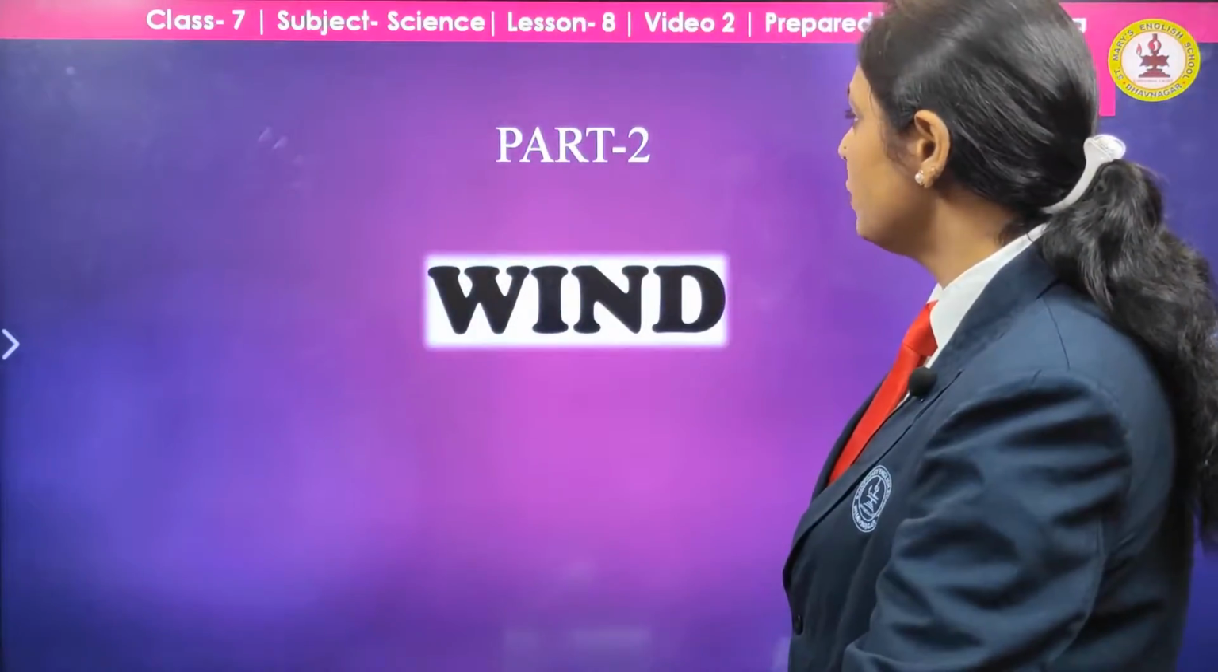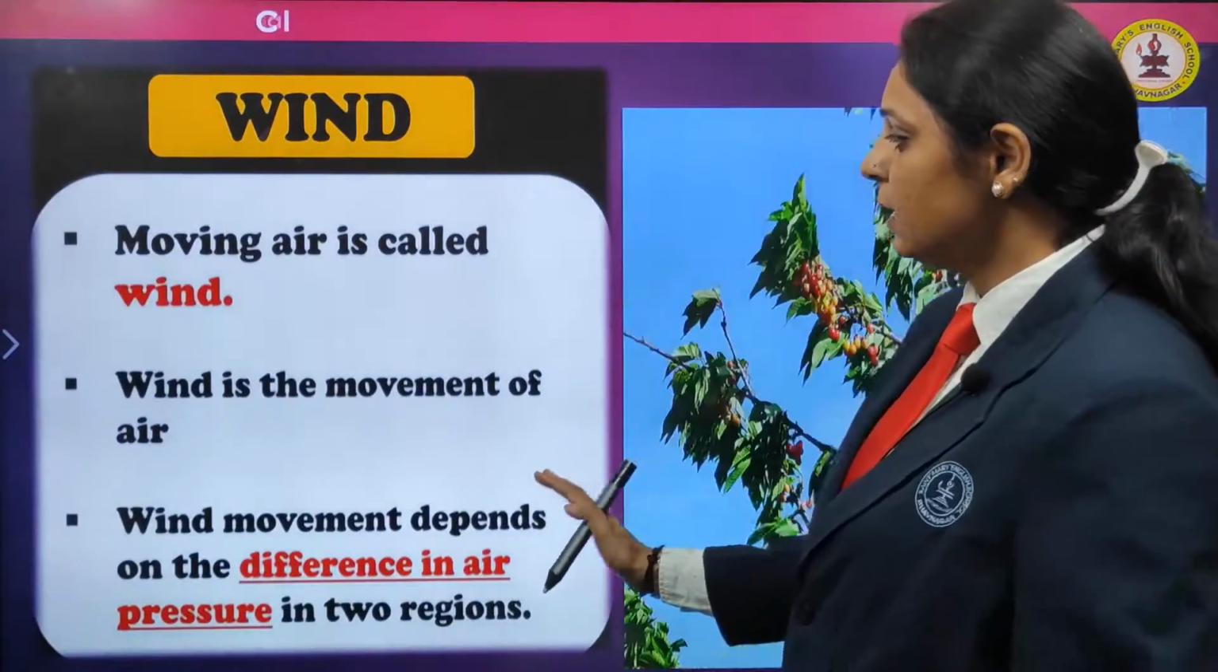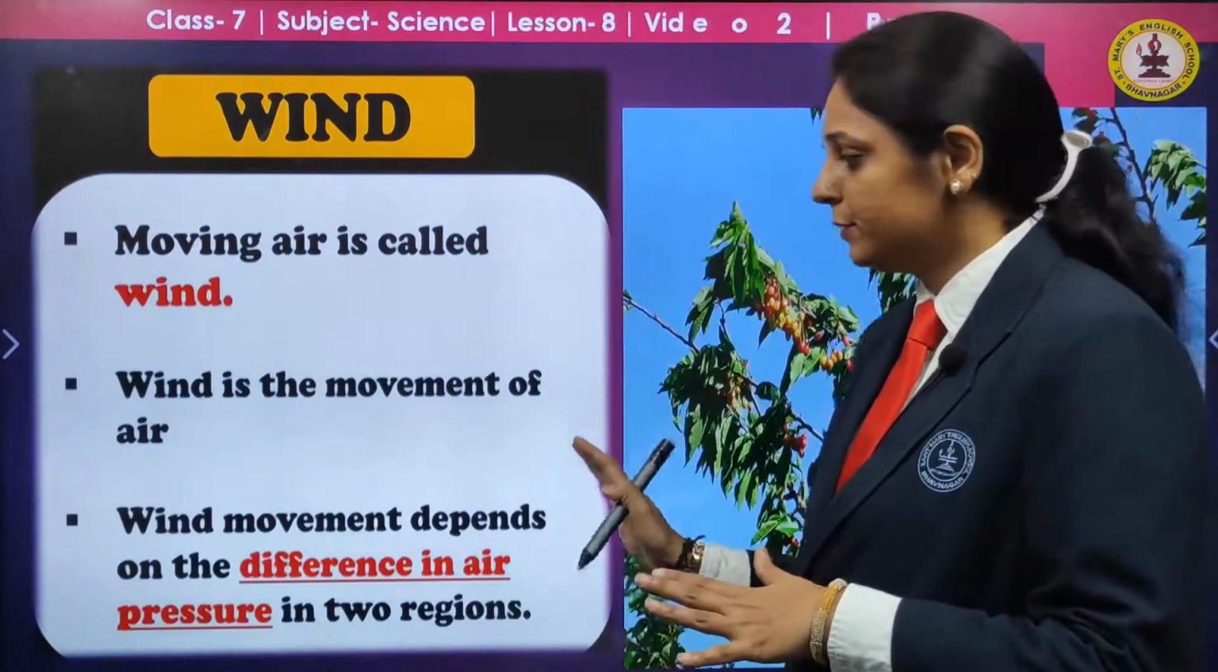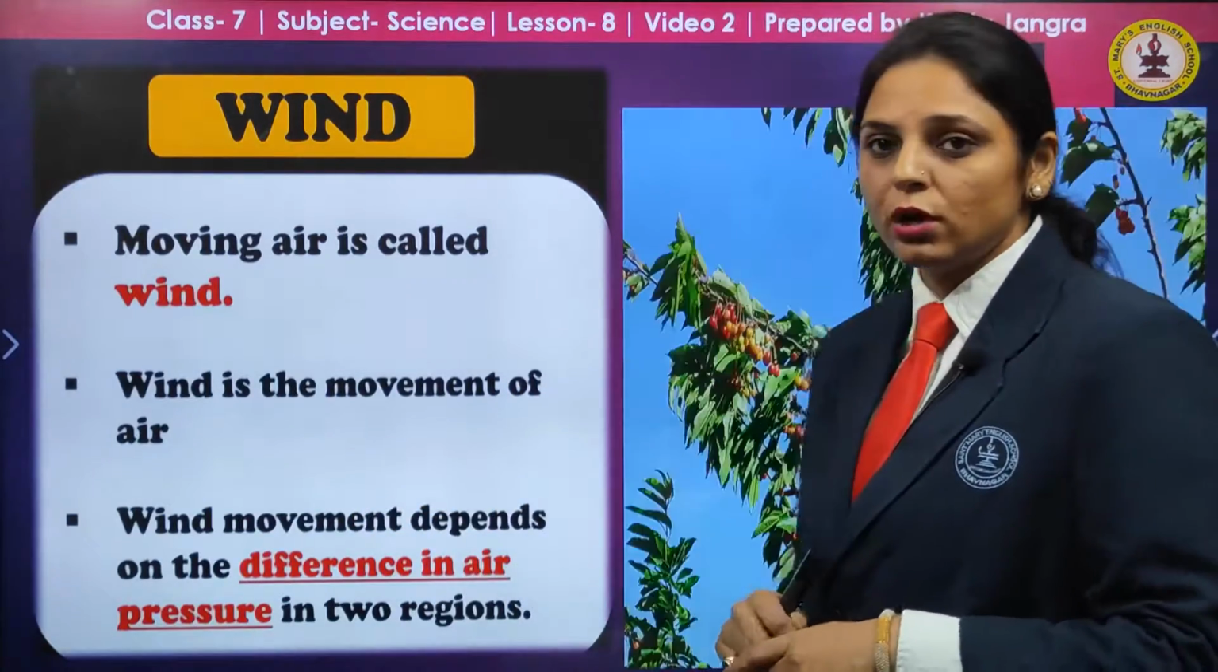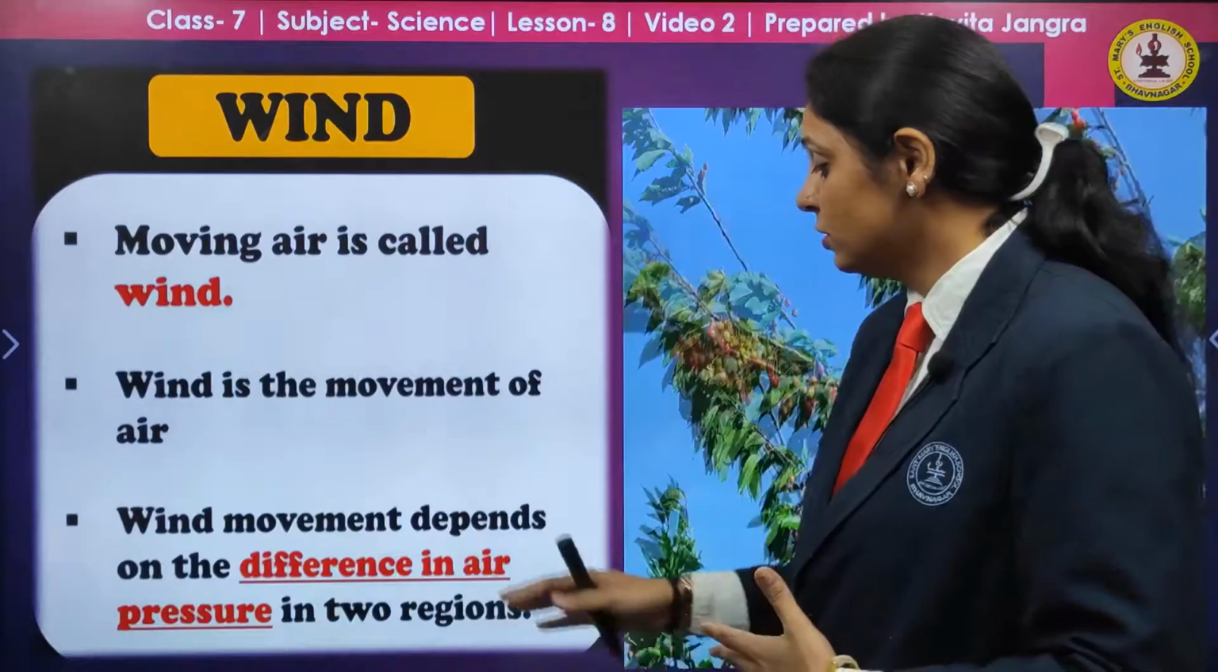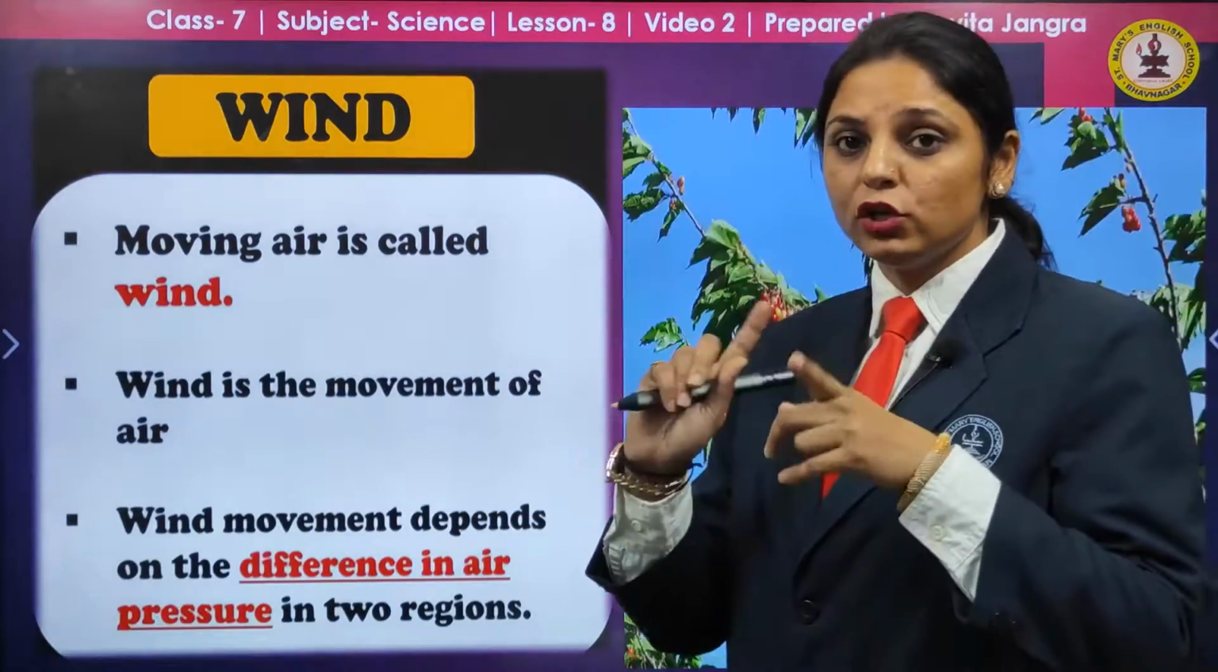What is wind? Wind is actually the moving air. The moving air is wind. As you can see, wind is the movement of air. And wind movement depends on what? The difference of the pressure. The difference in the air pressure between two regions.